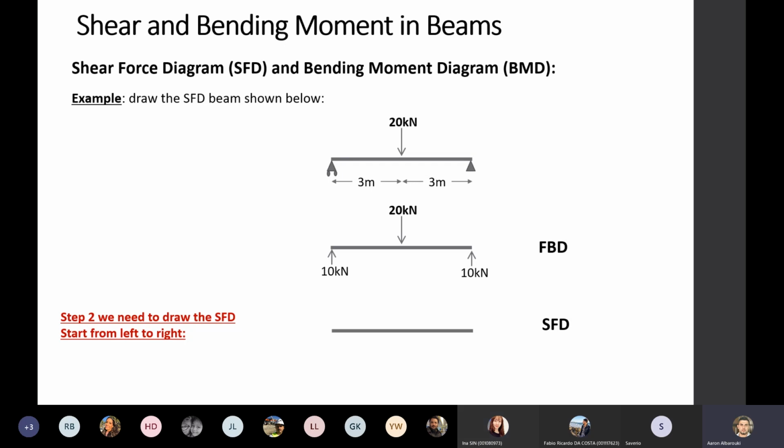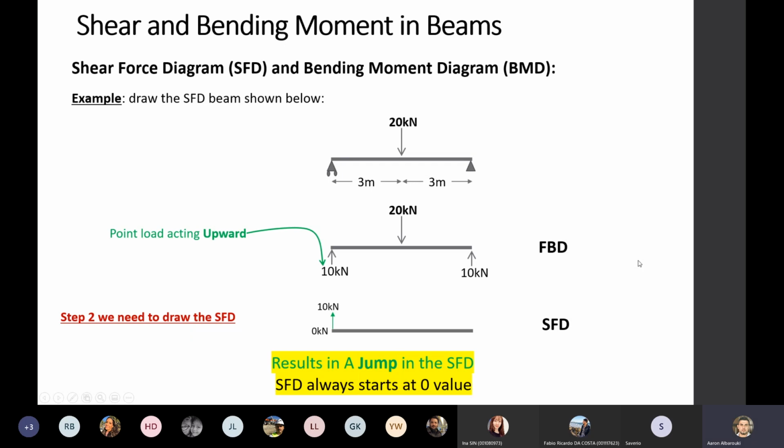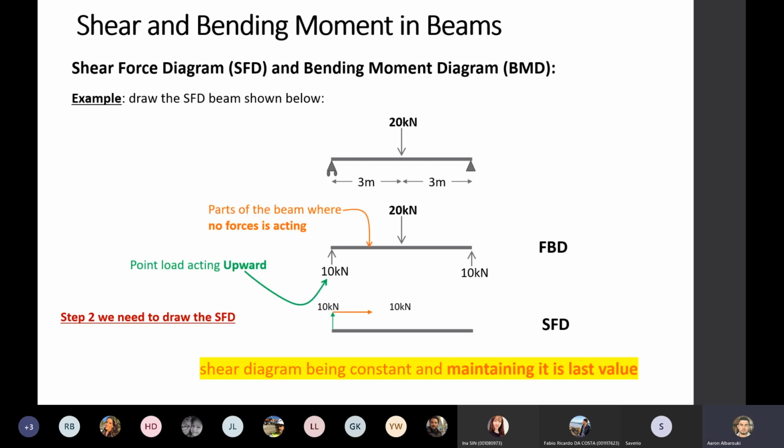So if we look at that, that's what we should see. I started at 0. This is my 0 kilonewton. That's my reference, the beam is my 0. I started from 0 based on our first agreement that if I have a force acting upward, that should result in a jump of the shear force diagram by the same amount and in the same direction. So my shear force diagram should move up. Good.